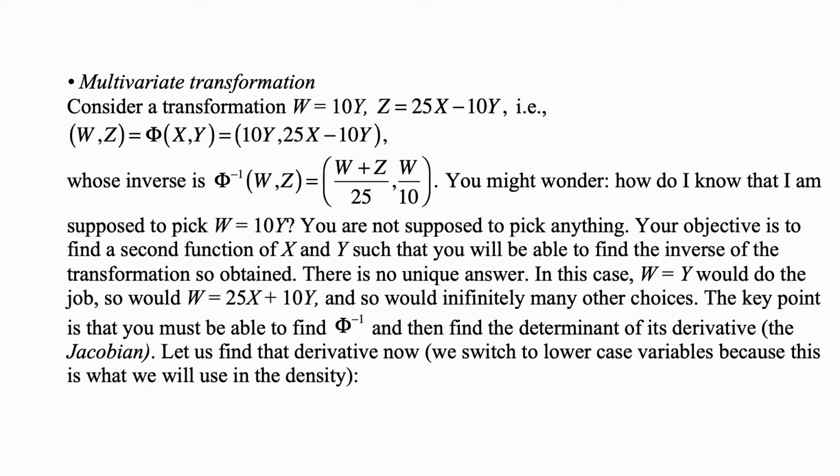The key point is that you must be able to find phi inverse and then find the determinant of its derivative, the Jacobian. So let us find the derivative now. We're going to work with lowercase variables, but what we have basically is that x is equal to w plus z over 25 and y is equal to w over 10.